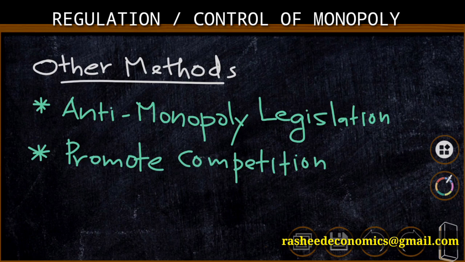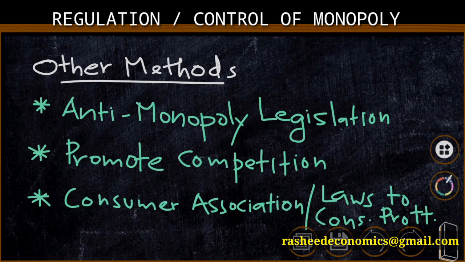The government can control monopoly through promoting competition among different firms. If there is only a single firm, government can adopt methods to attract new firms to the industry and thereby promote competition. Special provisions may be given to the new firms if they are coming and producing against monopoly.